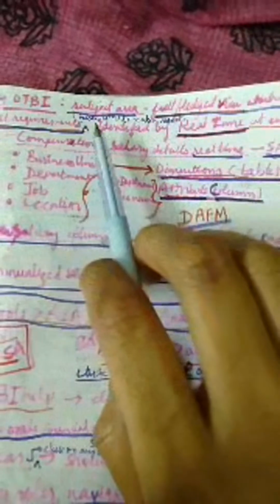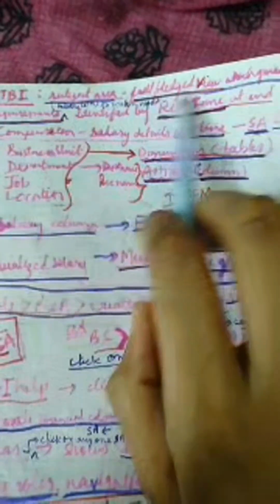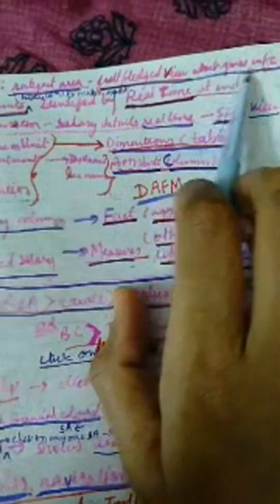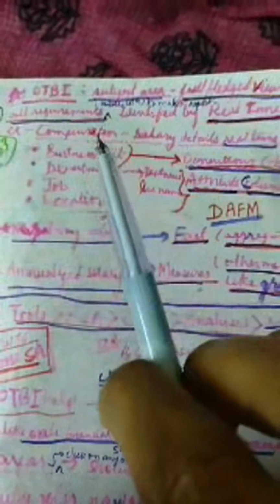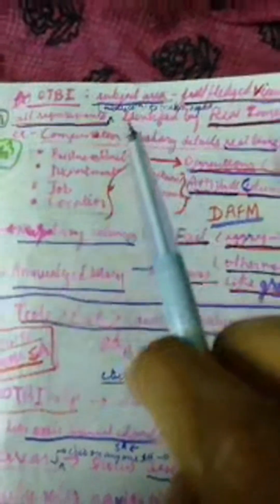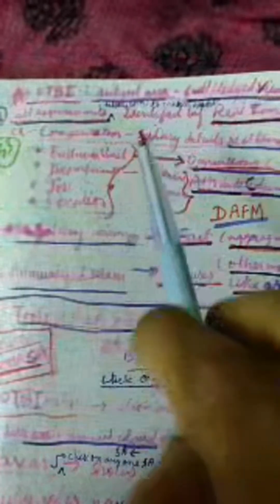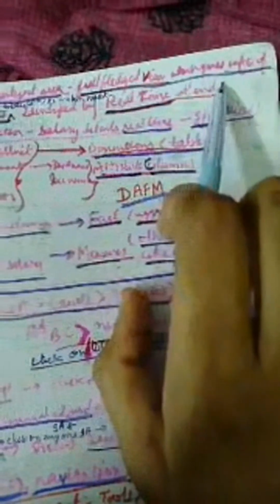So a subject area is nothing but a full-fledged view which gives information about all the requirements, like tables and columns, to make a report. So if I need data from multiple tables and columns, this provides a full-fledged view of the information of all the requirements which are required to make a report.